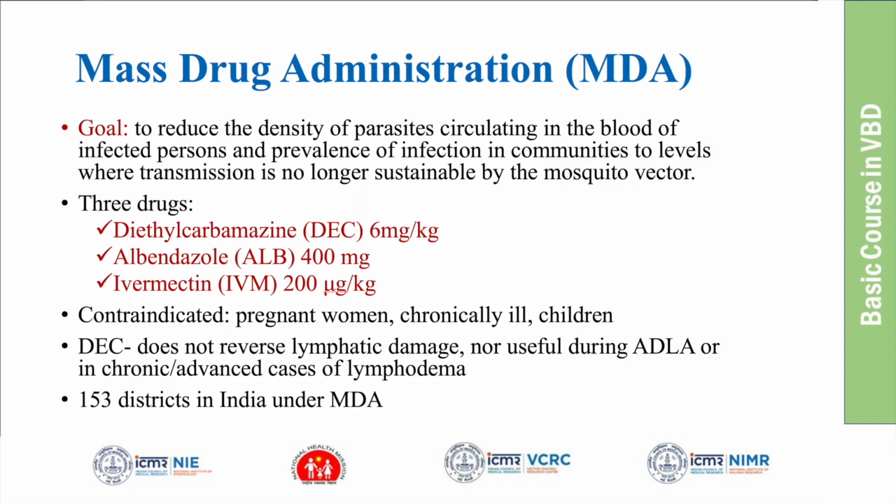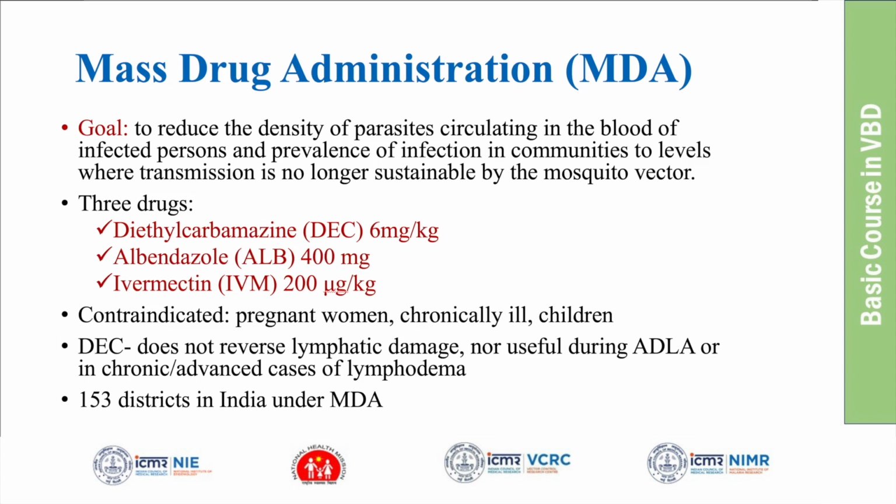So the first pillar, that is mass drug administration. The basic goal of MDA was to reduce the density of parasite circulating in the blood of infected persons, and thereby the prevalence of infection in the community, to a level where the transmission is no longer sustainable by the mosquito vector. So basically, three drugs are being used. One is diethylcarbamazine (DEC), the dose is around 6 milligram per kilogram. Then albendazole, around 400 milligram, and ivermectin, the dose is 200 microgram per kg.